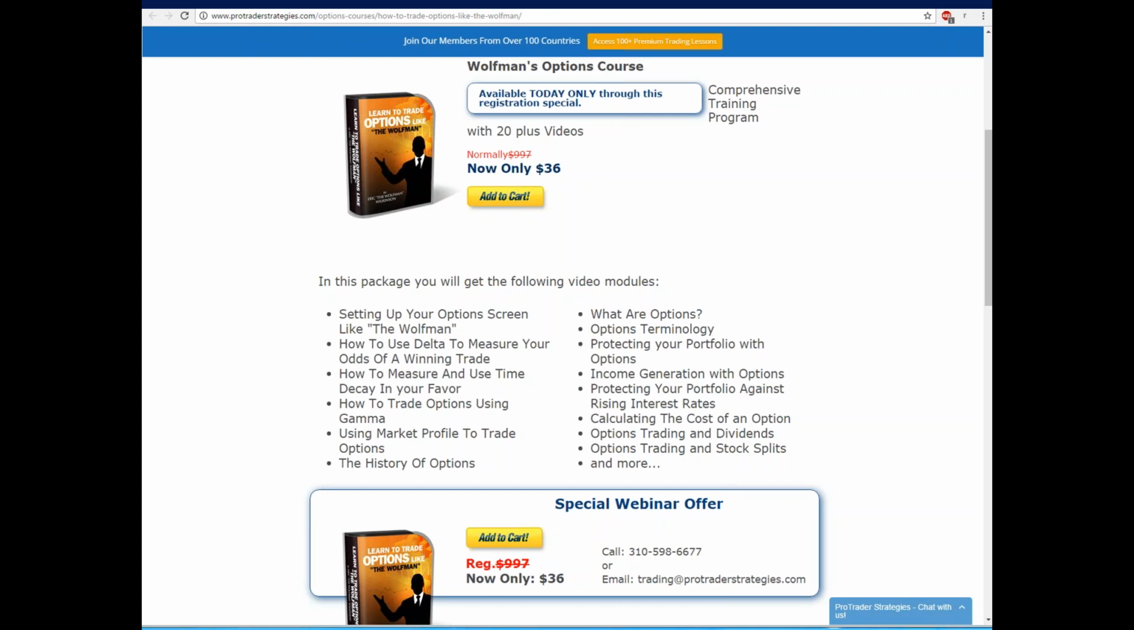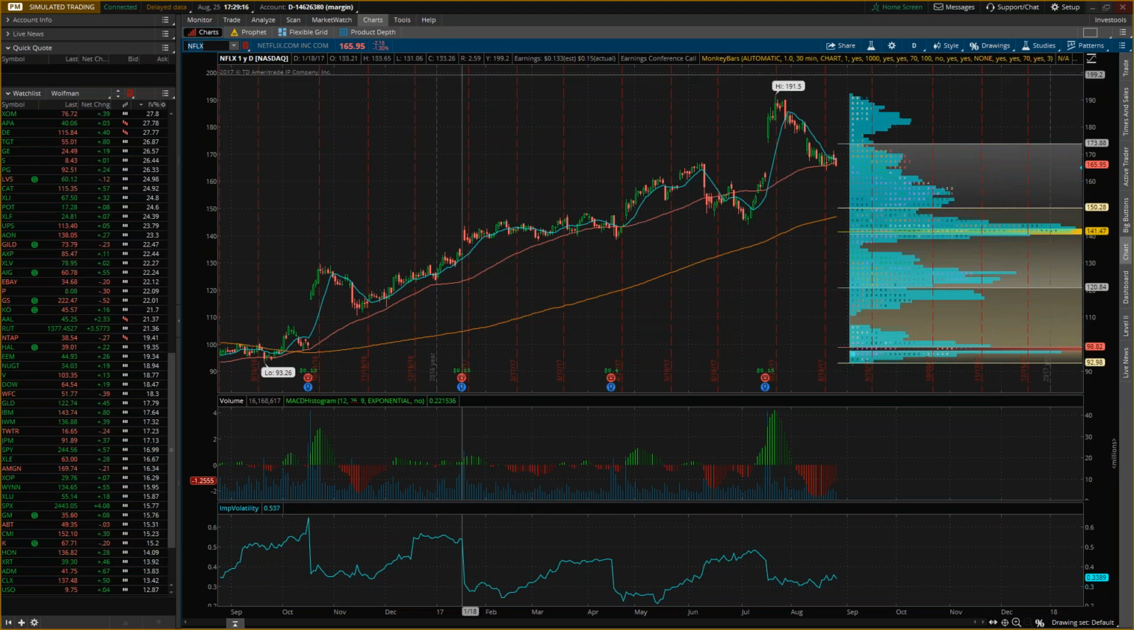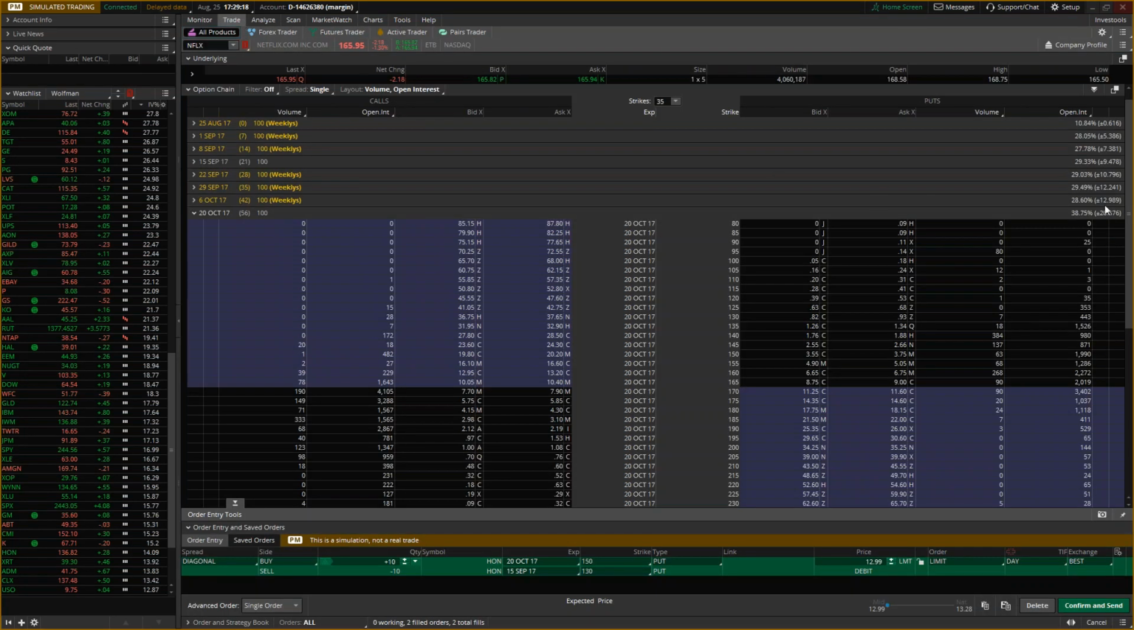So Trevor's asking, so the front month could be higher. Yes. The front month volatility in some instances will be higher than the back month. And in that case, that's a great opportunity for this strategy. Now, it's not always the case.